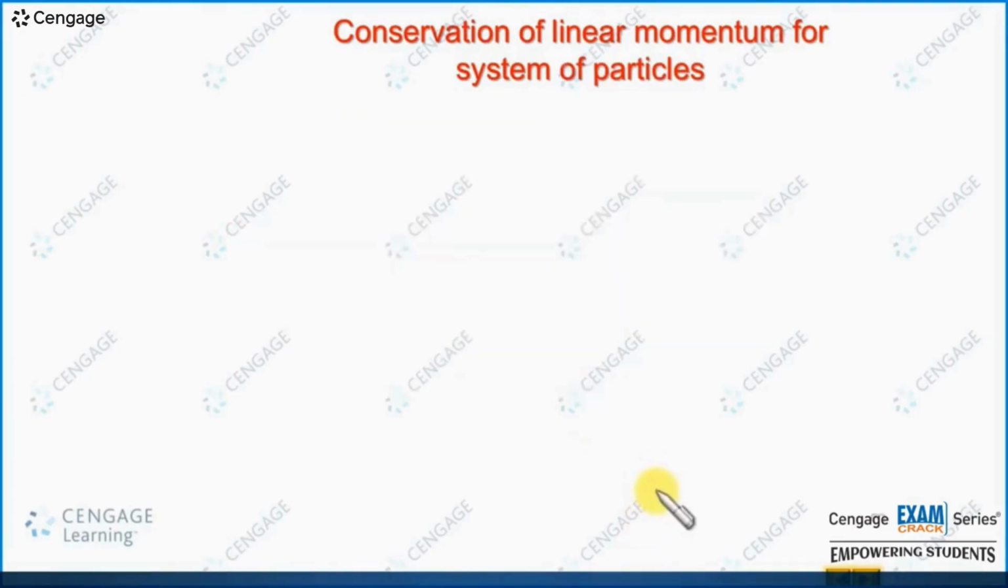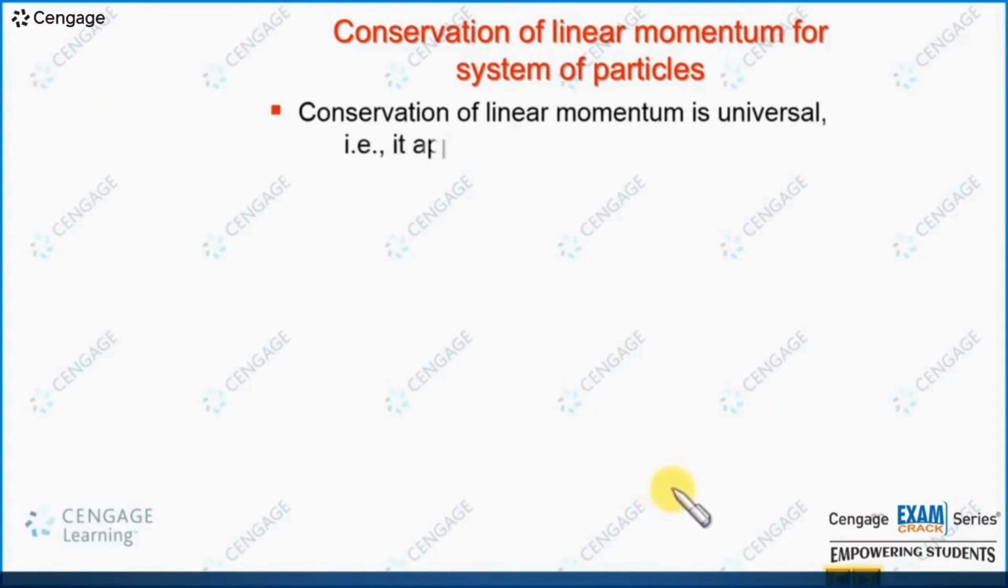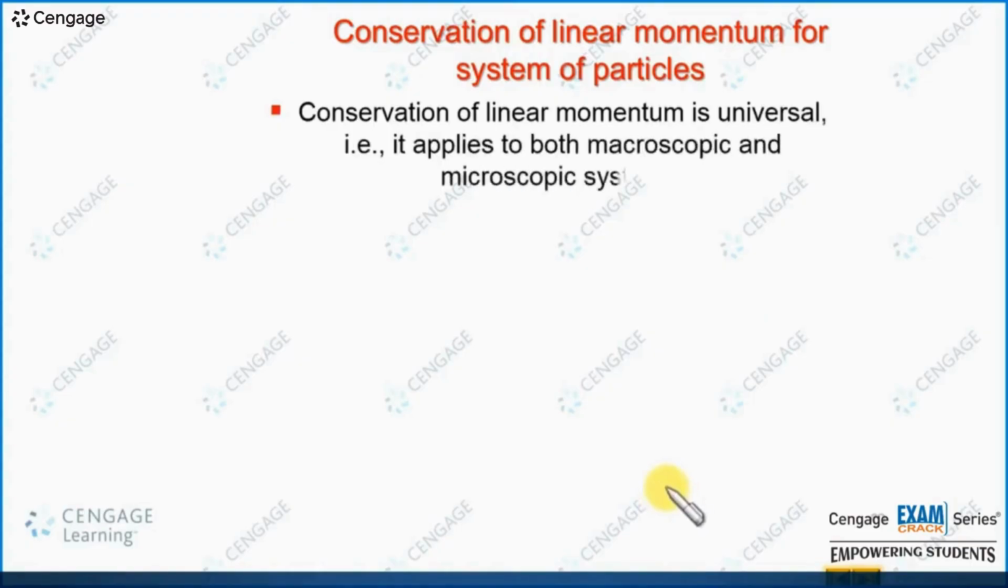And this conservation of linear momentum principle is universal in nature. That means it applies to both macroscopic and microscopic systems. We can apply conservation of linear momentum to the Earth and Sun system, and even to atomic or nuclear physics, where classical mechanics fails.